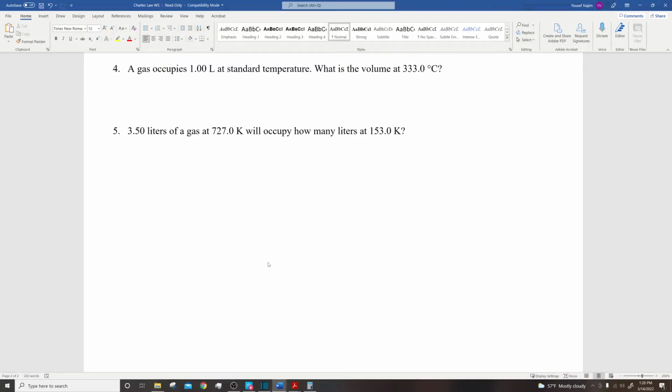So 3.5 liters of gas at 727 K. So this is going to be our V1. That's going to be our T1. And it's going to occupy how many liters at 153 K. So this is going to be our T2. So let's just plug it into our equation. I'm going to do it without writing everything on the side since they're already labeled. We got 3.5 divided by 727 is equal to V2 over 153. We're going to cross multiply 3.5 times 153.